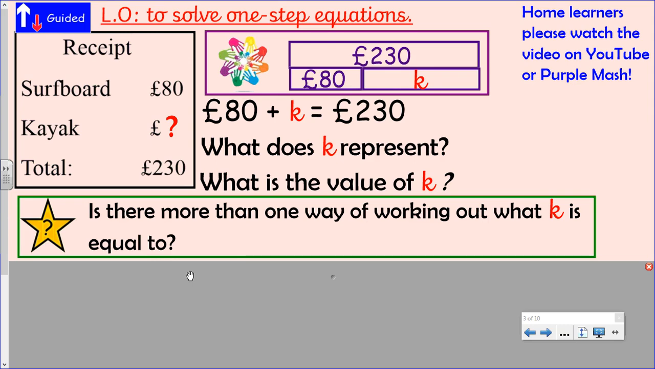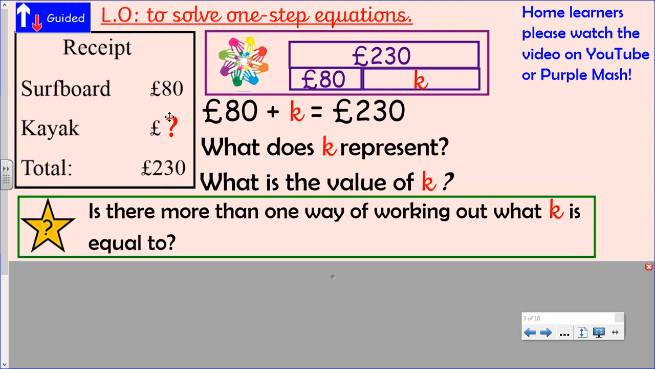So, a slightly different task, which used to be an anchor task, as you might tell, because I've left the supporting hands and the challenging. We have got a receipt here. A surfboard costs £80. A kayak costs something, we don't know. The total is £230. Can we work out what the kayak costs?